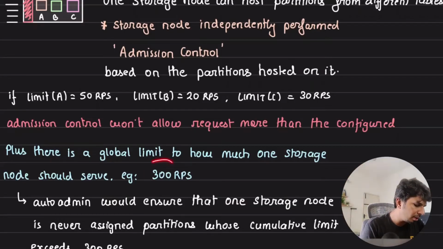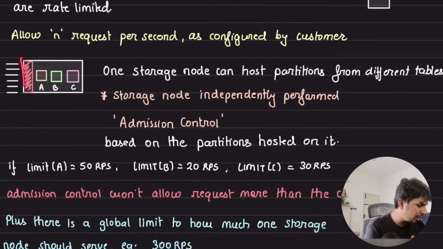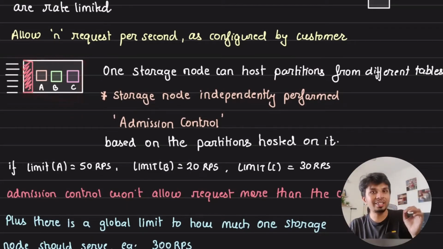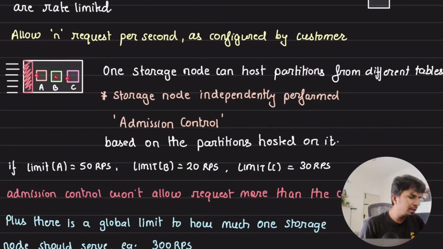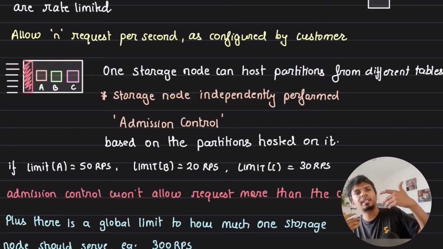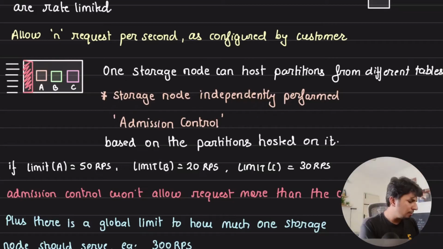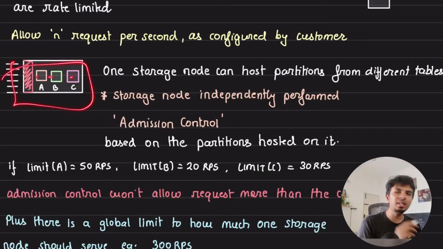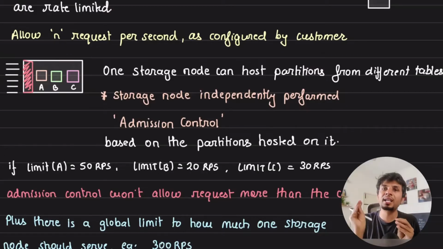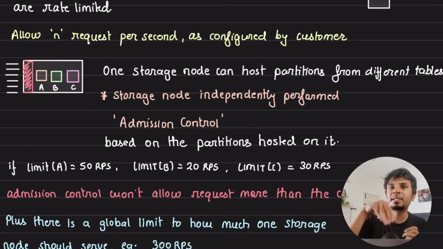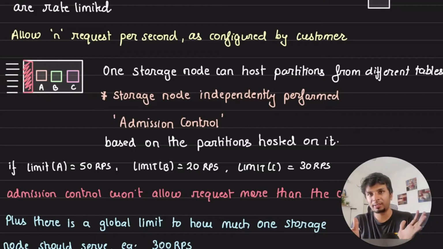So let's say you have a limit of 300 requests per second. So this entire storage node can handle 300 requests per second. Within that storage node, you have 3 partitions and each partition can handle, let's say, 50 requests per second. So in all 50, 50, 50, and this entire thing is 300. So there is a possibility that you can add 3 more partitions, each handling 50 requests per second, into that. You can host it if you want to, right?